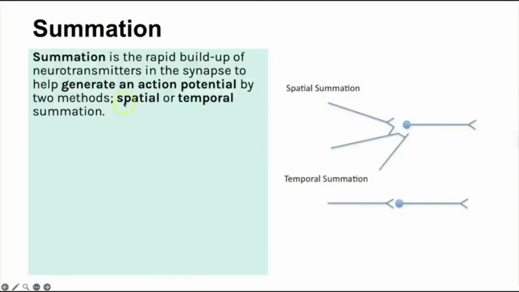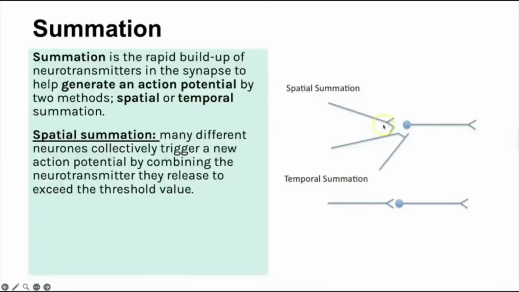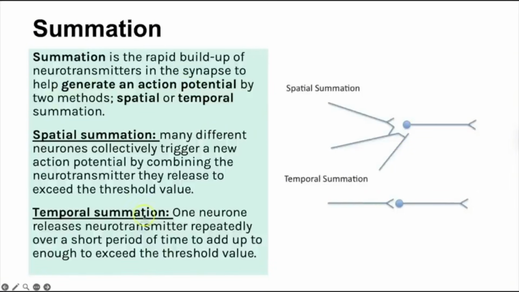So the two methods are spatial or temporal summation. Spatial summation is when you have many different presynaptic neurons converging at one postsynaptic neuron. So collectively, these multiple presynaptic neurons release so much neurotransmitter that it should result in the generation of an action potential.